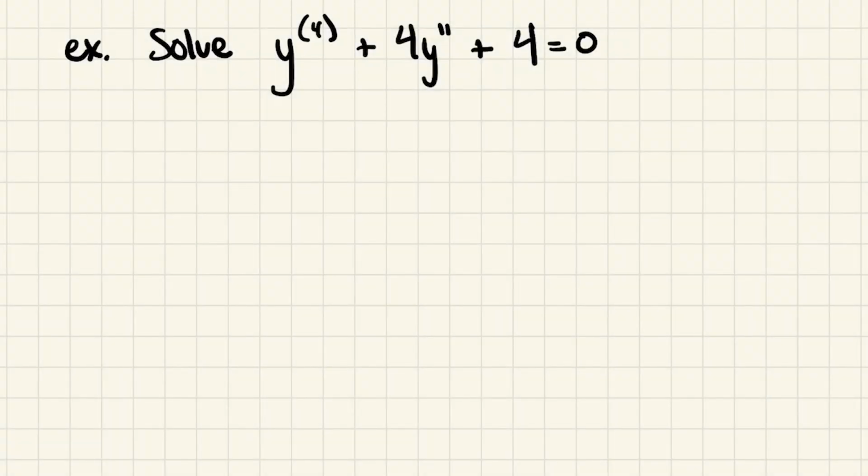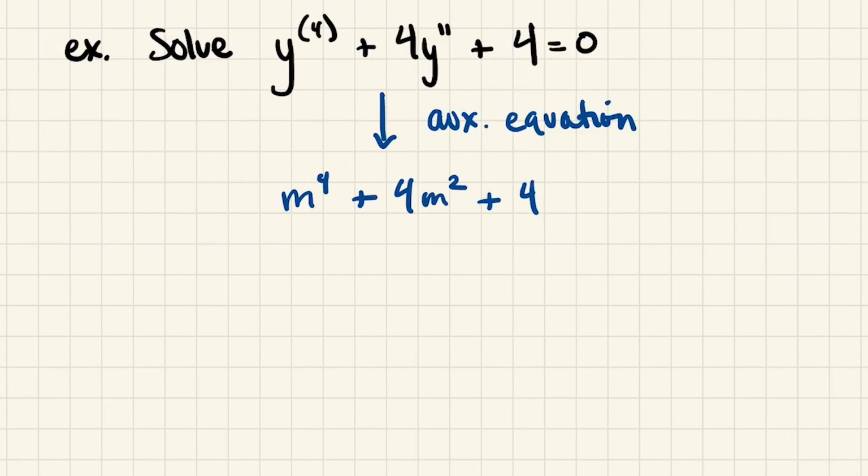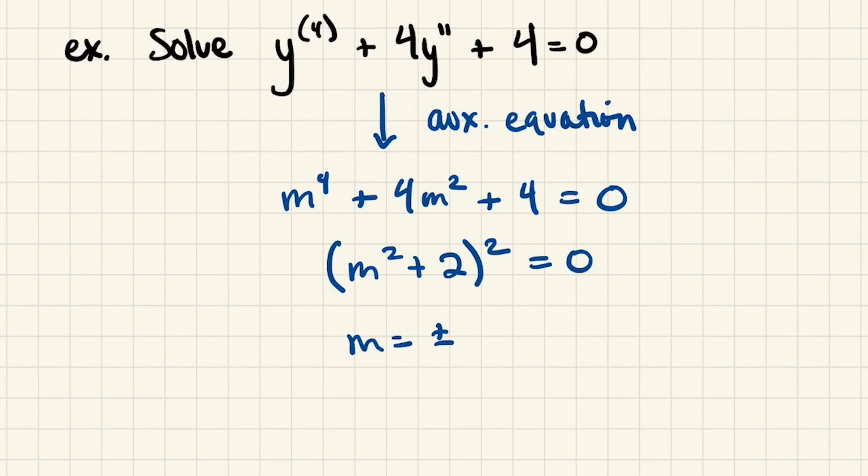Okay, let's solve this differential equation. This is a fourth order differential equation. That's very interesting. So let's find its auxiliary equation. That would be m to the fourth plus 4m squared plus 4 is equal to 0. All right, so we can factor this. We get m squared plus 2, quantity squared, is equal to 0. And we can see that we're going to get m is equal to plus or minus rad 2 times i.